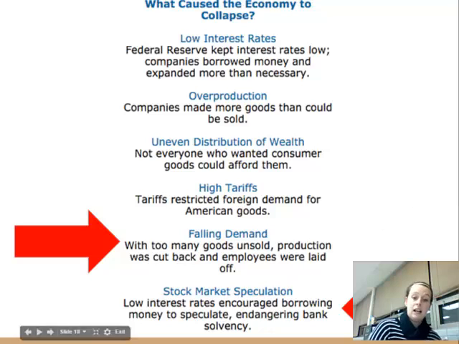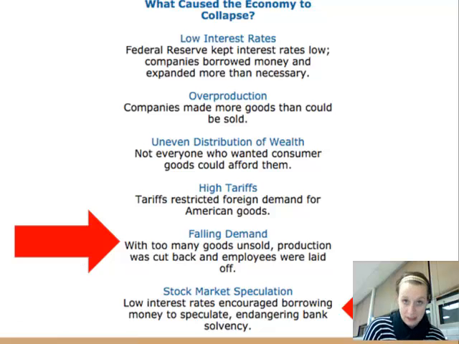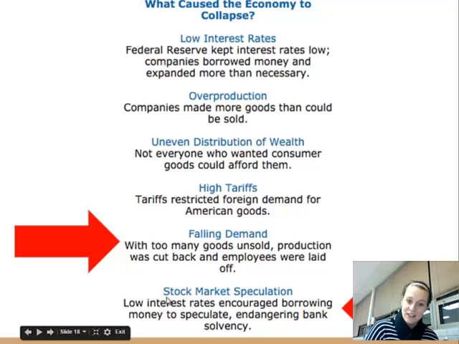So then, with all of these goods that are not sold, production is cut back. And when I'm making less cars, I need less employees, or I pay my employees less that I do have. So this leads to people buying even less cars because they're not making money. And then lastly, if you add on that stock market speculation at the very bottom, those people are speculating in the stock market, and eventually it comes back to bite them. This is really what all of this works together to cause the Great Depression and causes the economy to collapse.